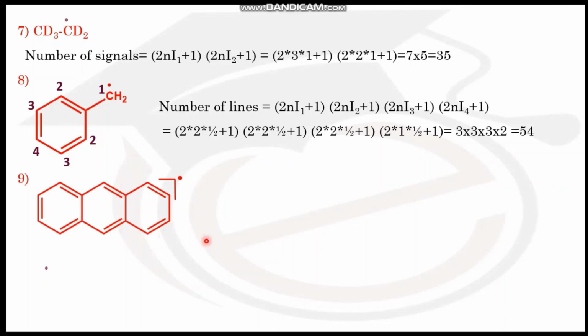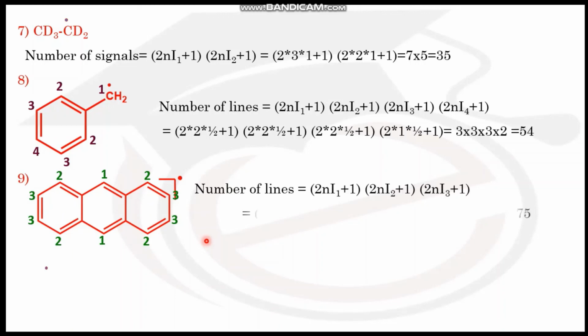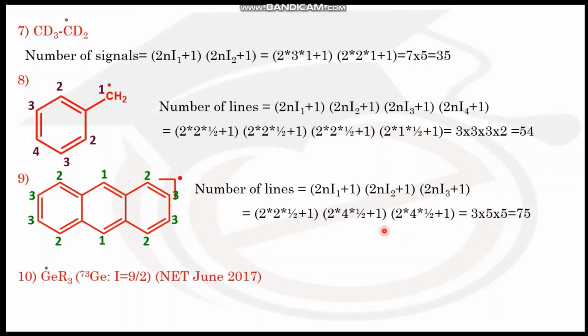Next question. This is an anthracene molecule with a radical, so it has an unpaired electron. Now we have to find the types of hydrogens: 1, 2, 3. 3 types of protons are there. So the number of lines will be like this. First consider this first proton: 2 into 2 into 1/2 plus 1. Now this second proton is 4: 2 into 4 into 1/2 plus 1. And this third proton also 4: 2 into 4 into 1/2 plus 1. That is 3 into 5 into 5. Overall 75 lines are there.